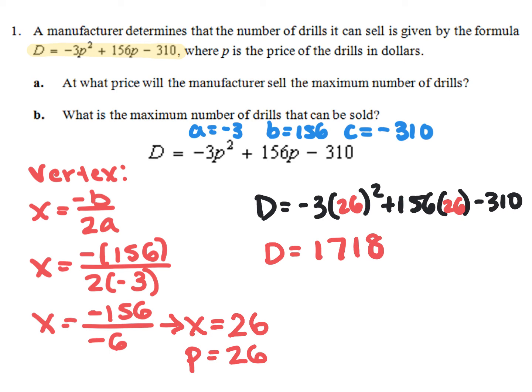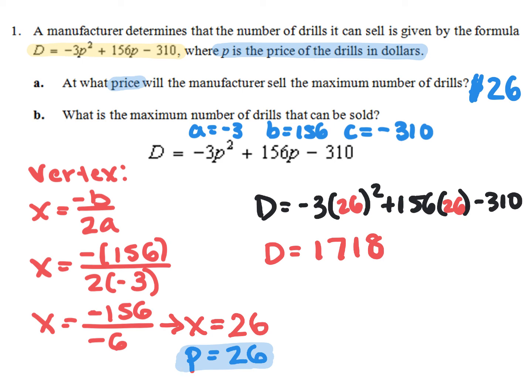Now, in order to answer the question, we want to know what price will the manufacturer sell the maximum number of drills. In the context given above, it says p is the price in dollars. So this means that our price in dollars is p. So it would be what we have down here. So the maximum price would be $26.